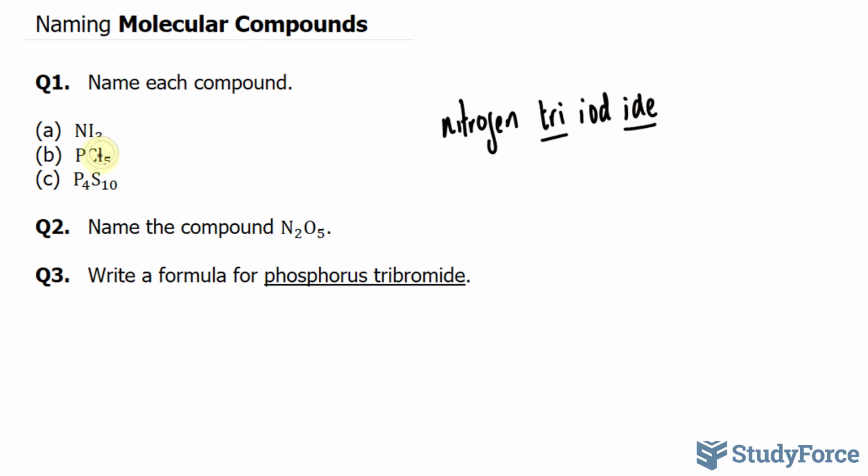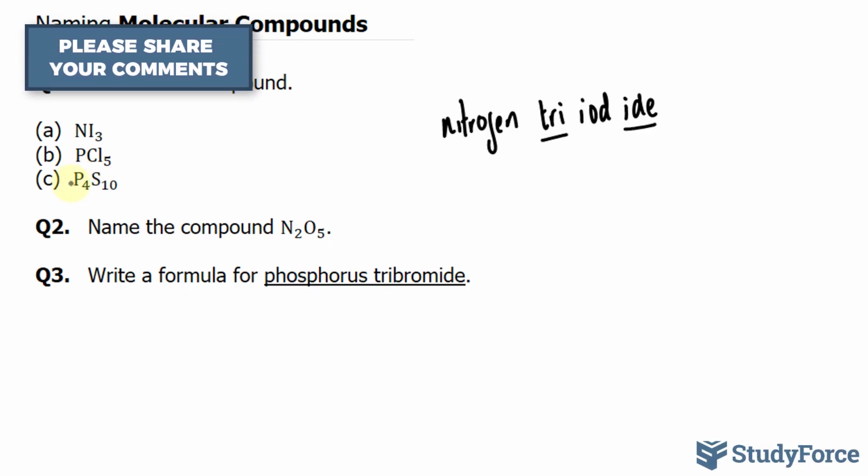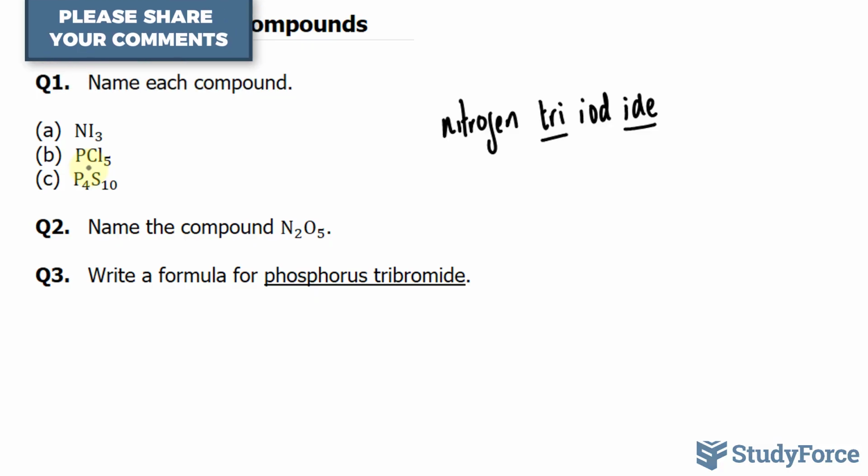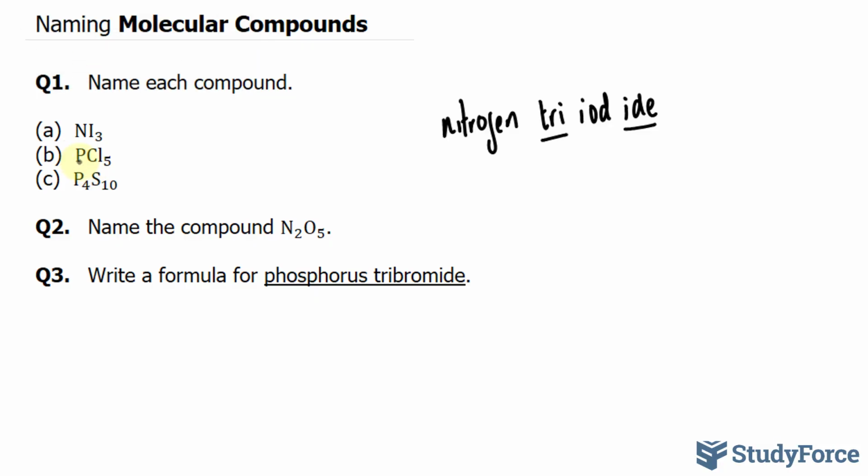Here we have PCl5. P represents phosphorus, a nonmetal, and Cl represents chlorine. There are 5 chlorines for every phosphorus. The name of this compound is the first element, once again, phosphorus, followed by the base of the second element, and the base of chlorine is chlor, prefixed by penta. Penta represents the 5, and of course ending with the suffix ide.